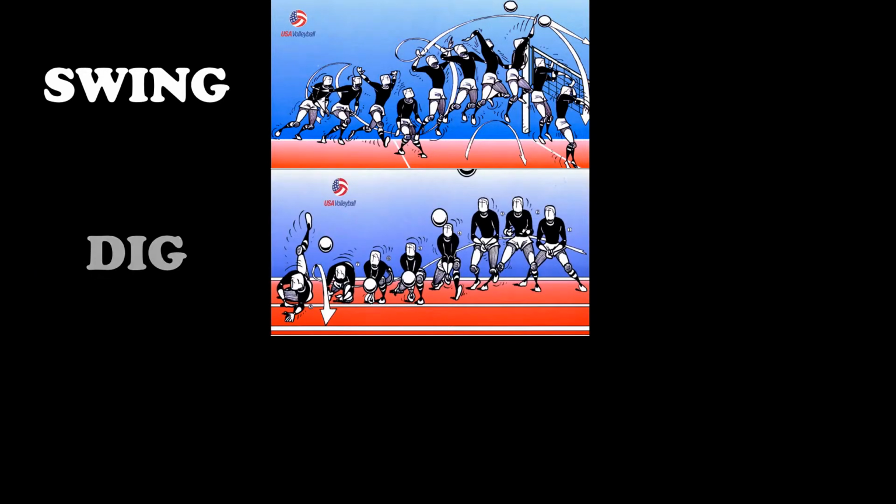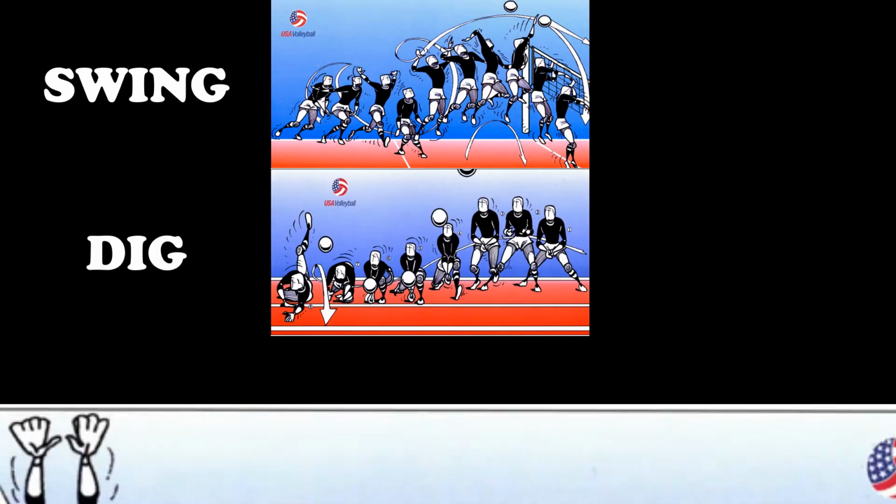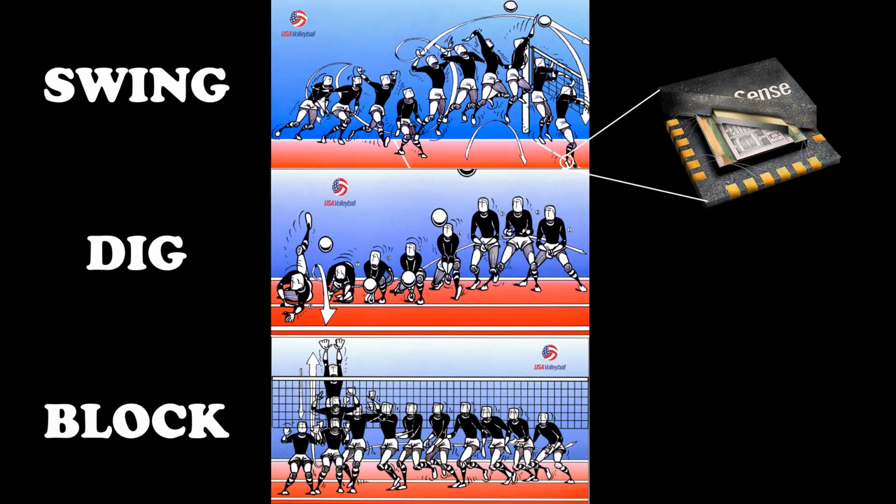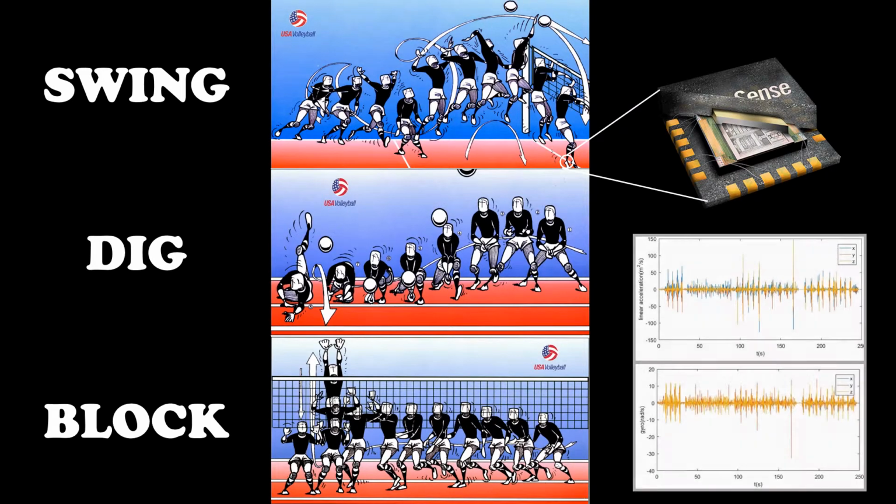Here I'm showing three important movements in a volleyball game: a swing, where a player jumps and attacks, a dig, where a player saves the ball, and a block, where the player jumps and blocks the opponent's attack. By attaching a sensor on the player's ankle, we can record both acceleration and gyro data during the entire game. Here's an example of the actual data. You can clearly see the spikes that are associated with each of the player's movements.